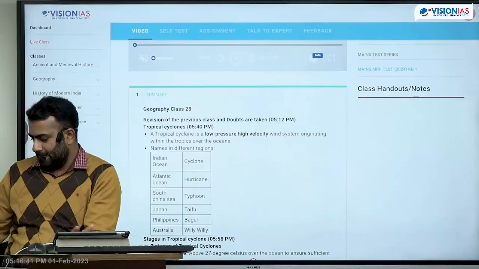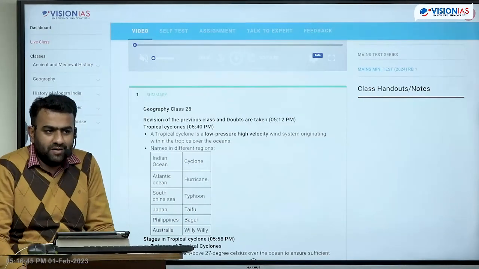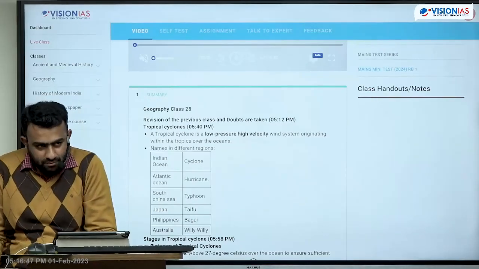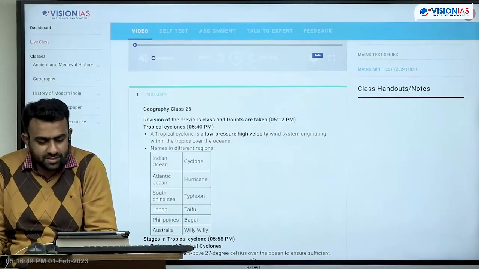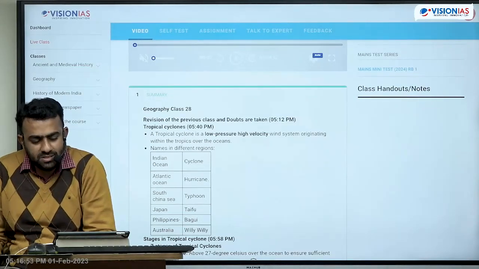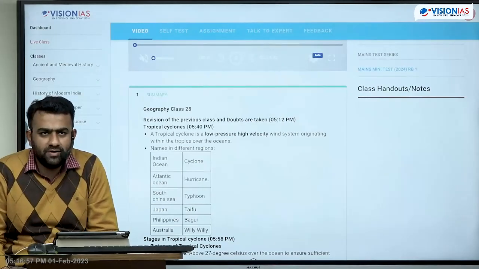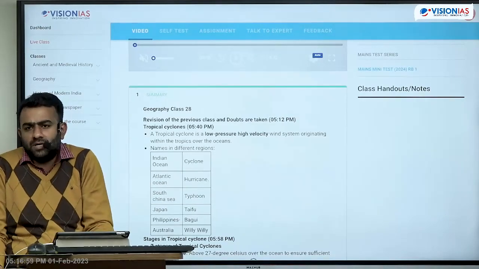Fourth, minimum vertical wind shear. Fifth, Coriolis force. Sixth, pre-existing low pressure condition. Seventh, upper air divergence. All these conditions are very much helpful for the formation of tropical cyclones.